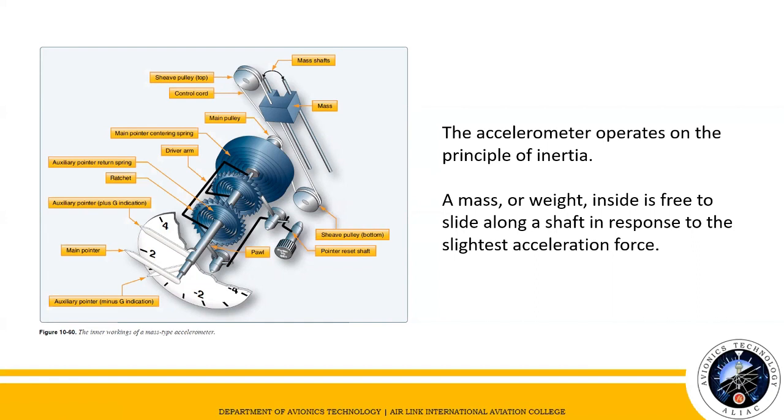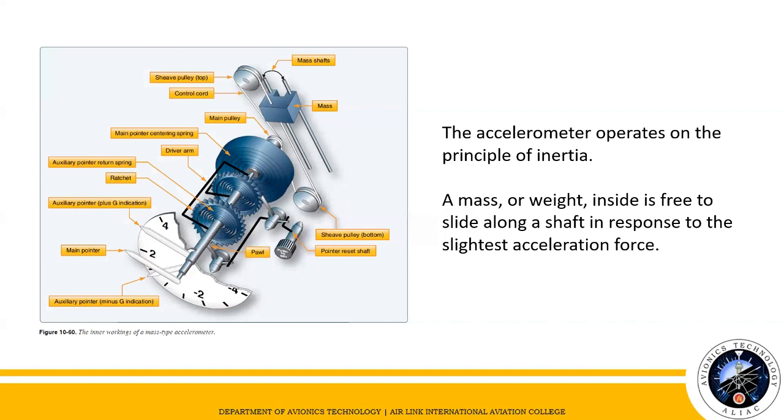Accelerometers operate on the principle of inertia. A mass or weight inside is free to slide along a shaft in response to the slightest acceleration force. So when the aircraft maneuvers, it creates an accelerating force. Think of when the aircraft maneuvers, it speeds up. The aircraft instrument moves, but the inertia causes the weight to stay at rest in space. As the shaft slides through the weight, the relative position of the weight on the shaft changes. So this position corresponds to the force experienced.